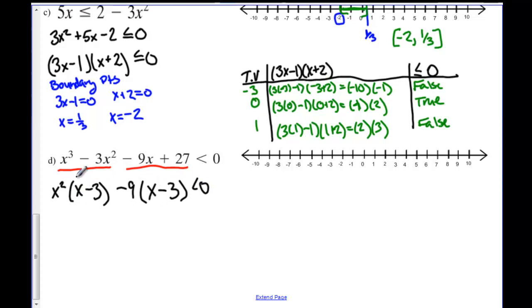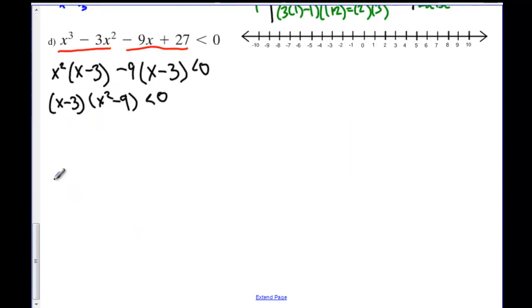Okay, and so we're factoring by grouping. This little thing here matches, right? So we're going to pull that out. So x minus 3 matches. We are left with x squared minus 9, and that's going to be less than 0. Are we done factoring? No. That x squared minus 9 will factor, right?